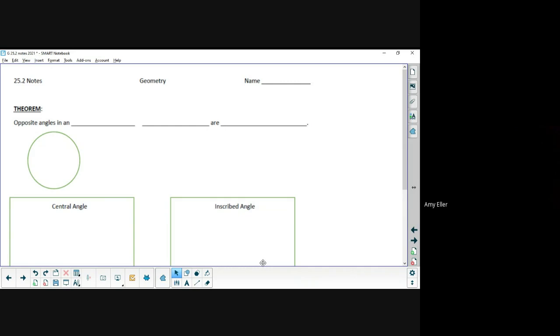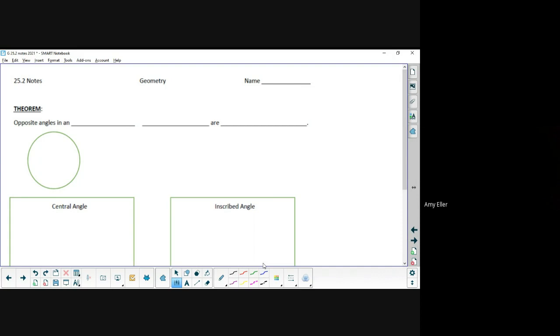25-2 notes. The first theorem is actually a theorem we talked about. I accidentally talked about it too early. I talked about this theorem in activity 24, but it's actually a 25 theorem, which is why we haven't had any problems regarding it yet till now.